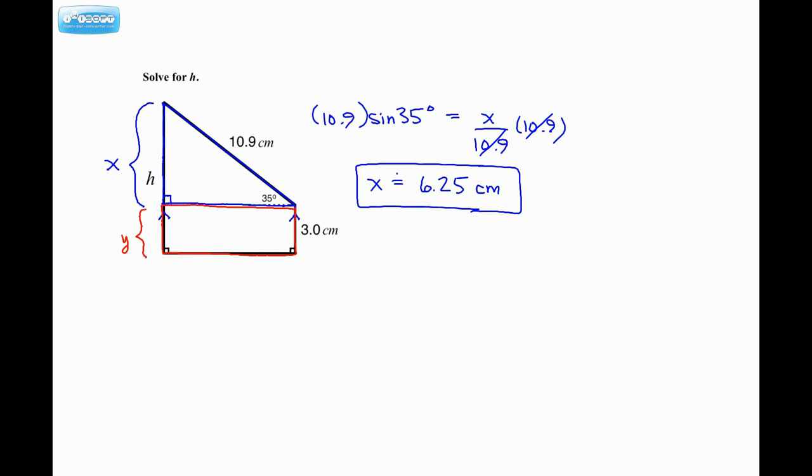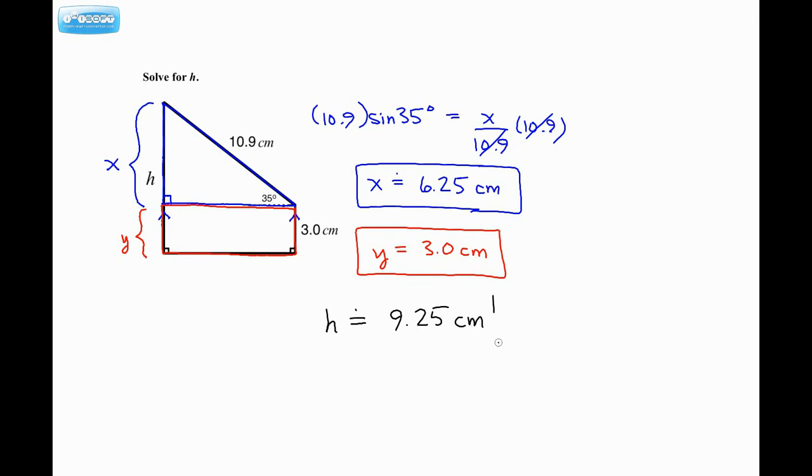Well, we certainly don't need trig for this. All right? If this is a rectangle, if this little height here is 3 centimeters, then that has to be 3 centimeters. Well, that was easy. So y is 3 centimeters. Tough stuff. All right. Therefore, h is x plus y. We're just adding these two heights together. No problem. So h is going to be approximately 9.25 centimeters. Okay. Not a difficult problem.